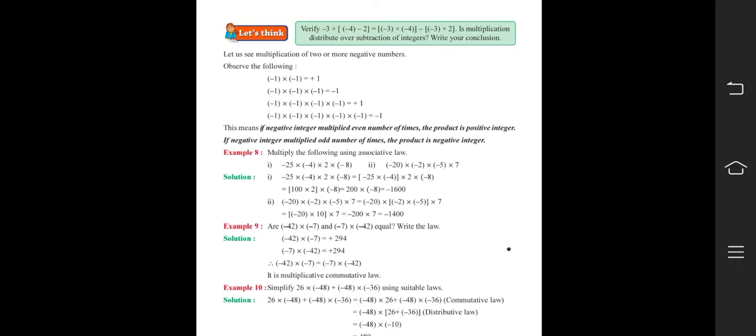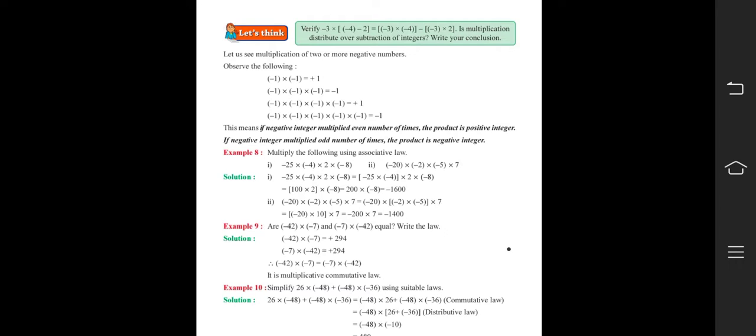This means if a negative integer is multiplied an even number of times, the product is a positive integer. If a negative integer is multiplied an odd number of times, the product is a negative integer. Okay, children? So here, how many times? 2 for the first one. 2 times. That is even time, 2 is an even number. So 2 times it will be repeated, so that's why it will get a positive number.